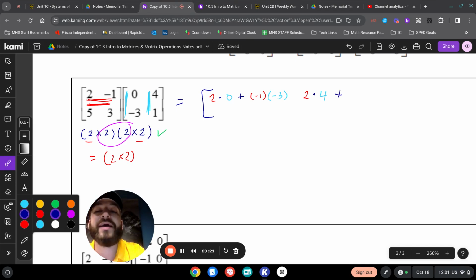And then I'm going to add that to -1. And then this time times 1. And then I just repeat as I go across, but this time I am doing my second row and I'm doing my first column again. So 5 times 0. And I'm going to add that to 3 times -3.